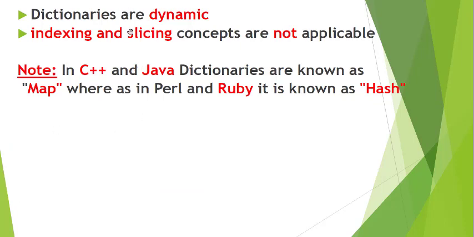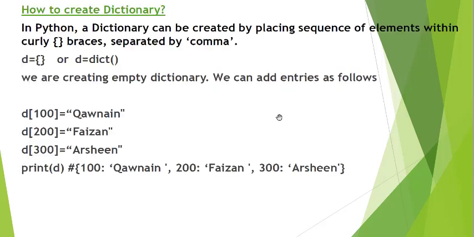Element order is not preserved, and dictionaries are mutable. They are dynamic. There is no indexing with the dictionary, and therefore they can't be sliced. In C++ and Java, a dictionary is also known as a map, while in Perl or Ruby it's called a hash. It's kind of like the associative array.